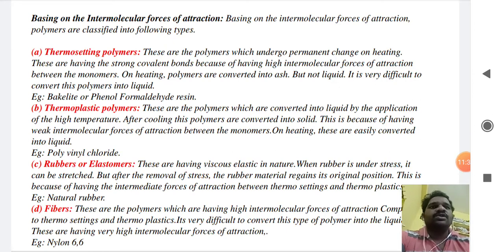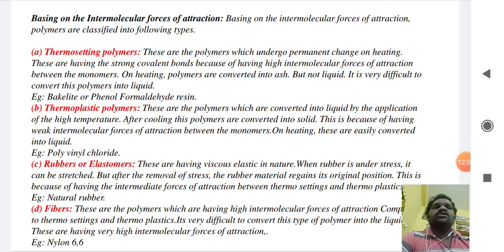of polymers. One is the thermosetting polymer, next is the thermoplastic polymer, next is rubbers or elastomers, and finally fibers. Now each polymer has a specialized character. Coming to the thermosetting polymers, these are polymers which undergo a permanent change on heating. So when we heat this kind of polymer, it is converted into a permanent change.